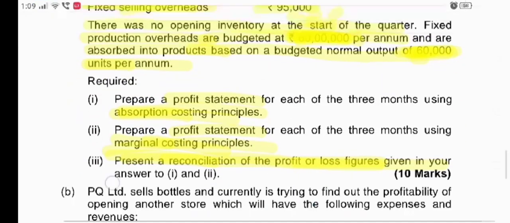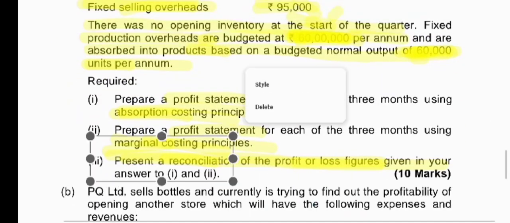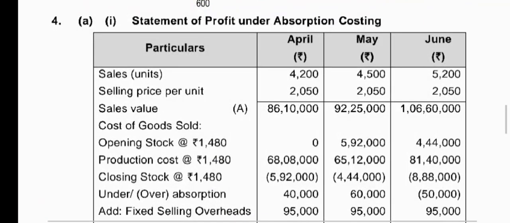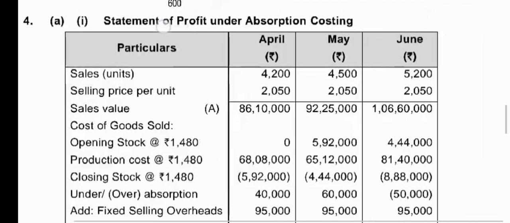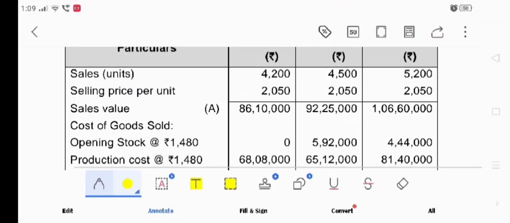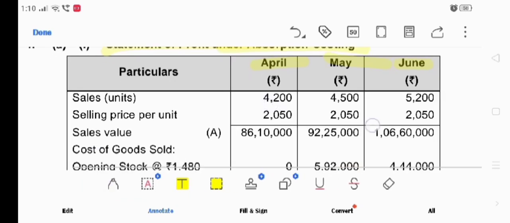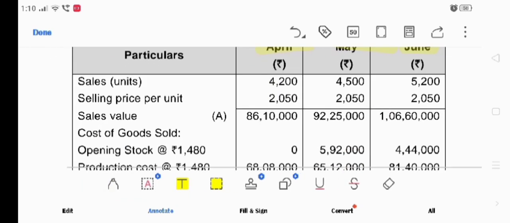First of all, what he needs. Profit statement using absorption costing principles, right? So statement of profit under absorption costing for the first quarter, so April, May and June. Now tell me, how do we get profit? Sales minus cost of goods sold, right?